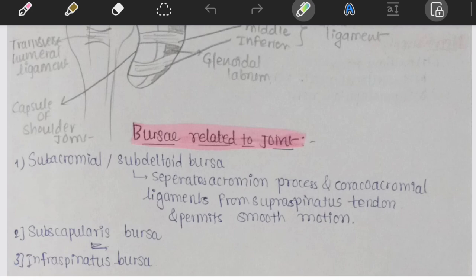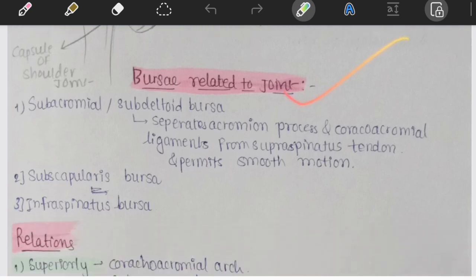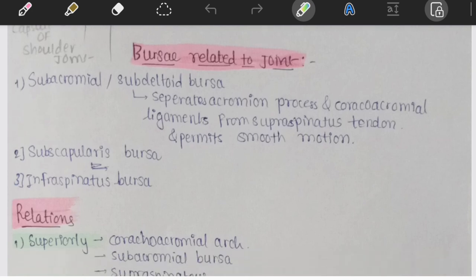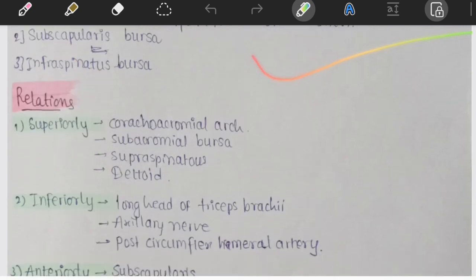Let's see the bursae. There are three bursae: subacromial or subdeltoid, subscapular and infraspinatus. The subacromial bursa reduces the friction between the supraspinatus tendon and the coracoacromial arch. It allows smooth movements during abduction. Here is one clinical point: inflammation causes painful arc syndrome in the shoulder joint.